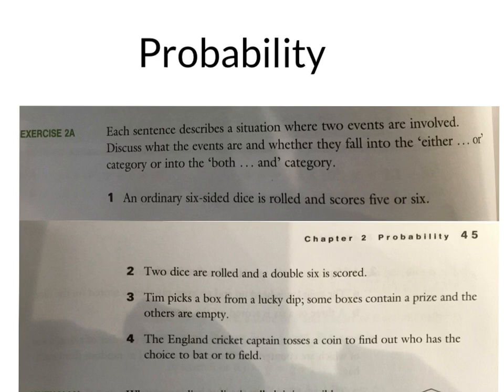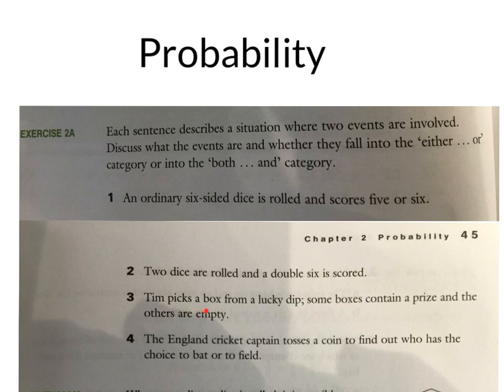Number 2, 2 dice are rolled and a double 6 is scored. Pause the video yourself to think what are the events, and then are they either-or or both-and. So the two events are, the first one being getting a 6 on the first dice, and the second event is getting a 6 on the second dice. So there are your two events. And to get a double 6, you get a 6 on the first one, and you get a 6 on the second one. So it's the both-and category. It isn't an either-or. You have to get both.